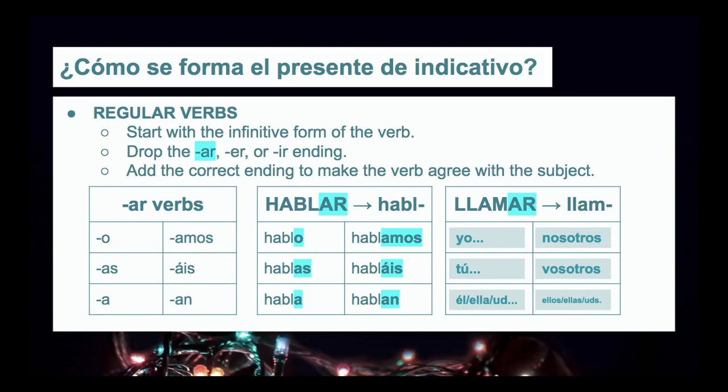I call is yo llamo. Tú llamas. Él llama. Ella llama. Usted llama. Nosotros llamamos. Vosotros llamáis. Ellos llaman. Ellas llaman. Ustedes llaman.